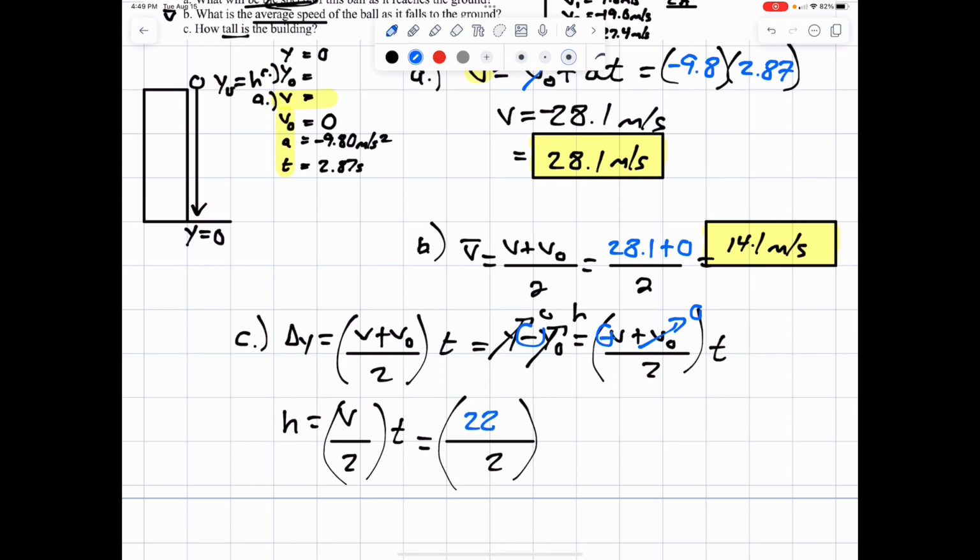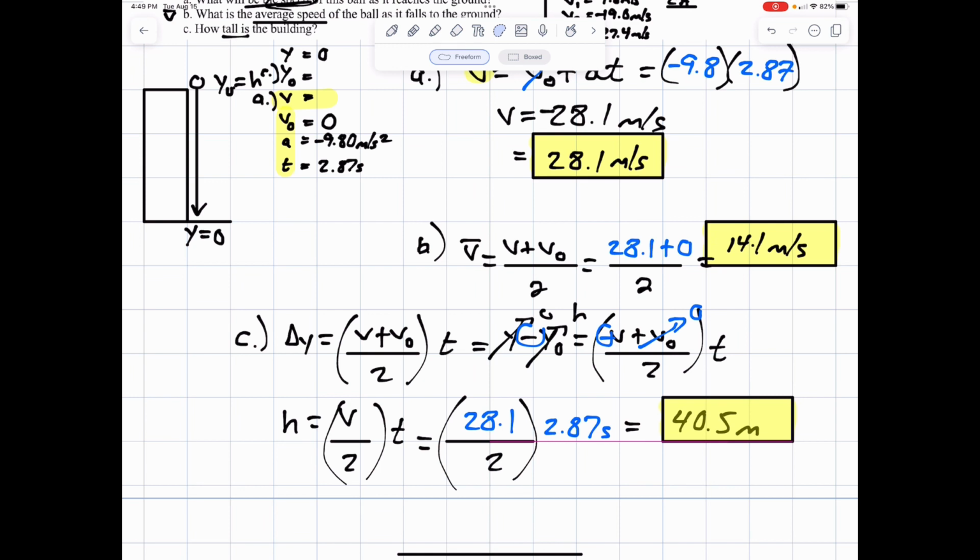Okay, v is 28.1. The time was 2.87 seconds. And if we plug 14.1 times 2.87 seconds, we find that the ball falls a total distance of 40.5 meters. But you got to realize the distance it falls is the same as the height of the building. Therefore, the building had to have been 40.5 meters tall.